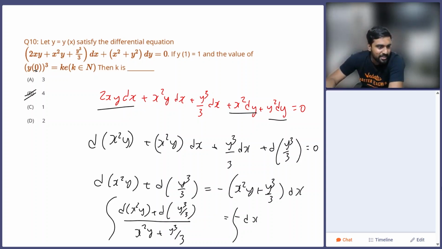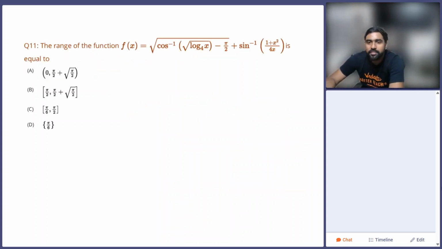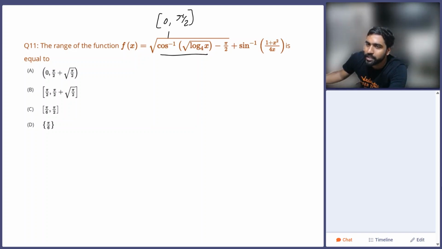Okay? Chalo, moving on. What do we have here? So you have f of x, which is cos inverse of root of (log x to the base 4 minus pi by 2) plus sin inverse. Now over here there's a very interesting funda that's happening. Cos inverse lies between 0 to pi by 2 here, and there is minus pi by 2, and that entire term is present inside the root. So the only acceptable value that we have is cos inverse of log x to the base 4 equal to pi by 2.